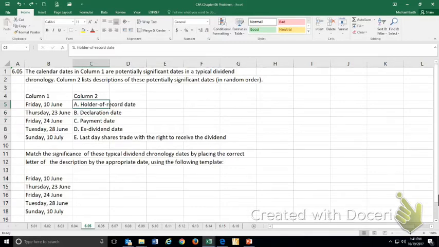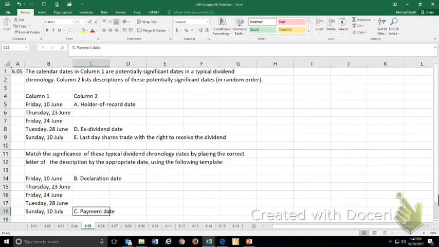Okay, well, the chronology of a dividend payment begins with the declaration date. That's the day that the board of directors actually say, hey, we're going to pay a dividend. And it ends with the payment date. That's the date where the check is actually in the mail. It used to be they mailed them, and now it's done electronically, but that's the day it's actually going to show up in your brokerage account.